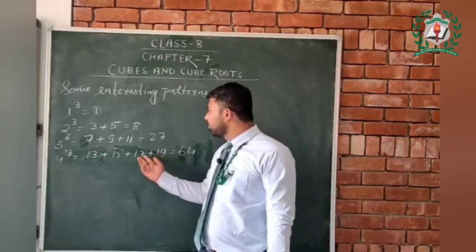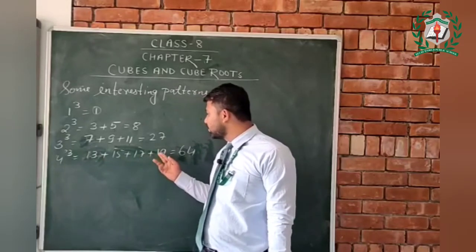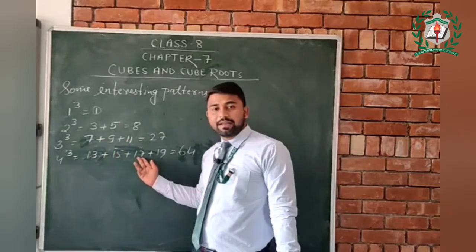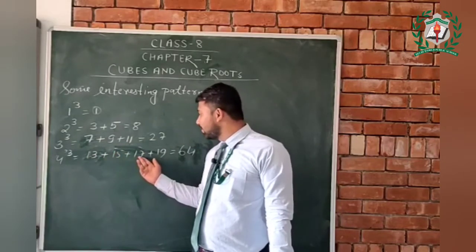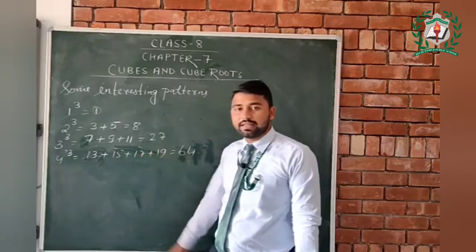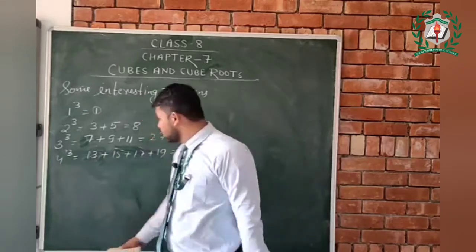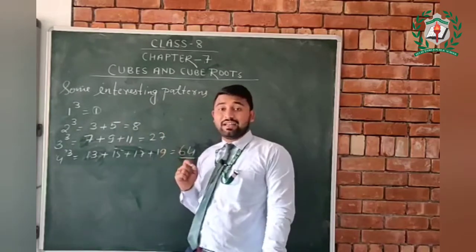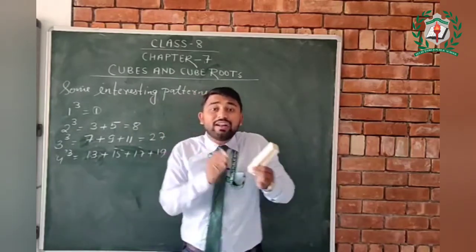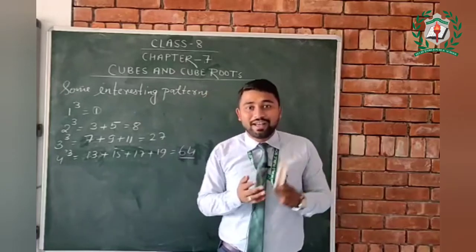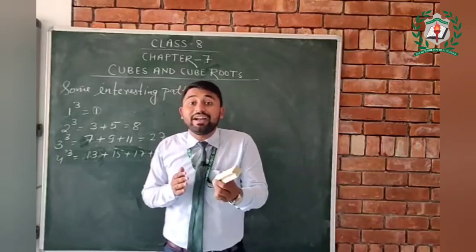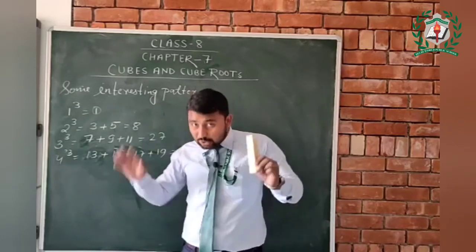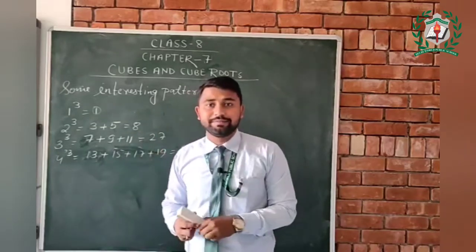Let's check: 19 plus 17 plus 15 plus 13, that is 64. So 64 is the correct answer. This is the interesting pattern: adding consecutive odd numbers and finding the cube.